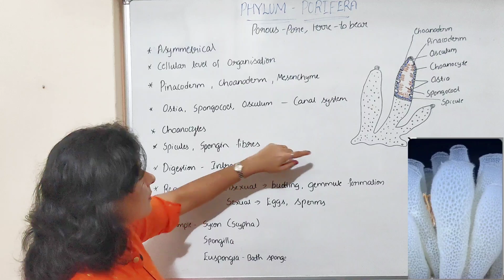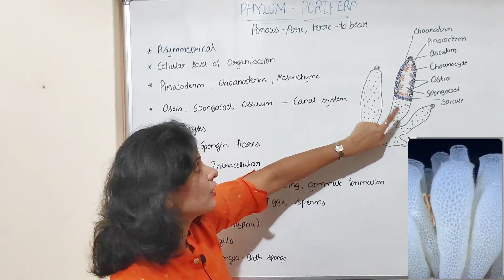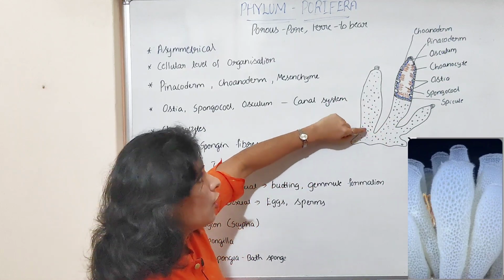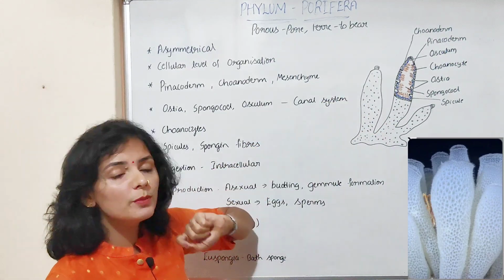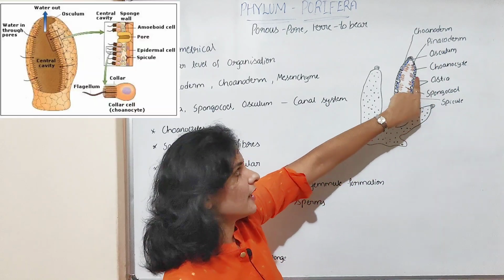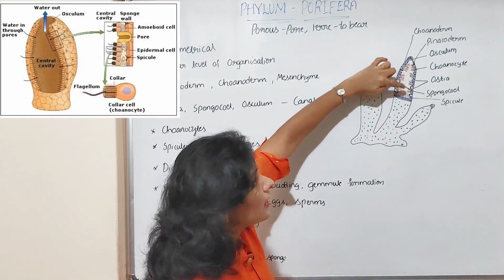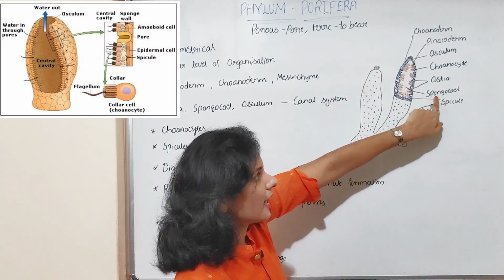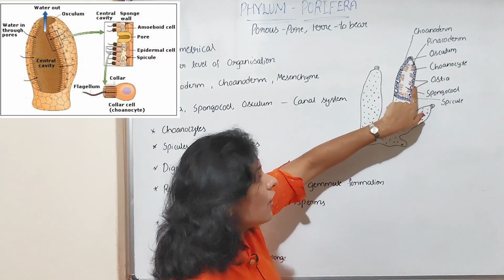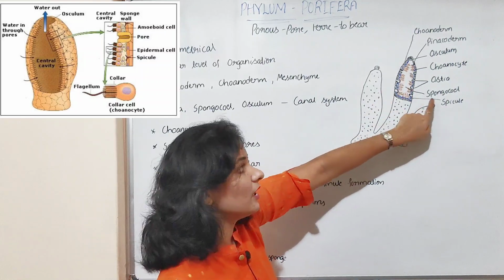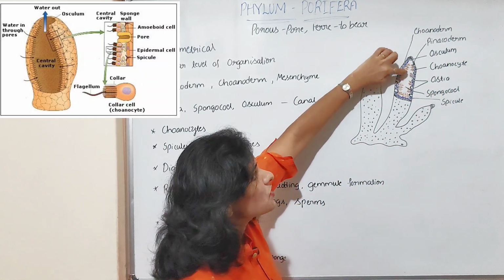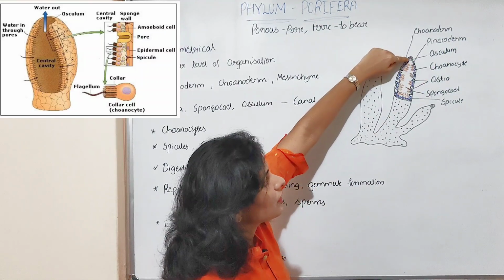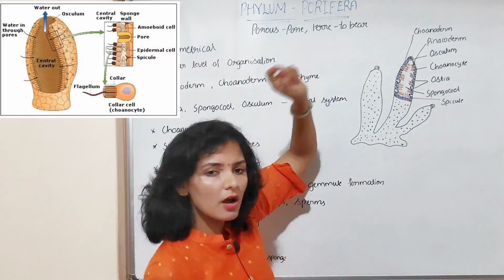The body of this organism consists of numerous pores. That's why they are called Porifera. As you can see, these are the pores present in the body, called ostia. These ostia open into a large central cavity called the spongocoel. So numerous ostia open into a single large cavity called the spongocoel. This spongocoel opens outside by an opening called the osculum.